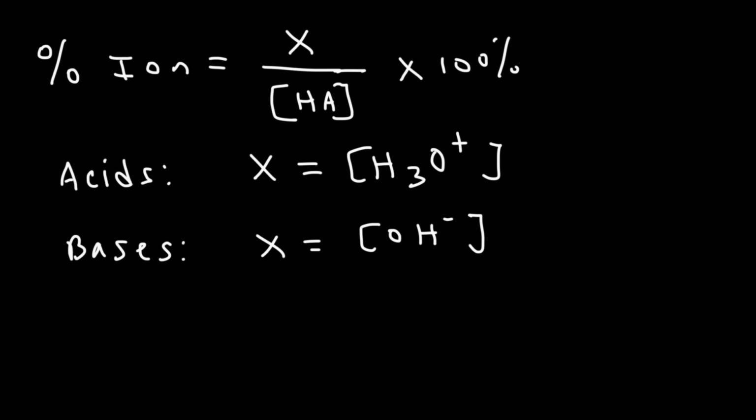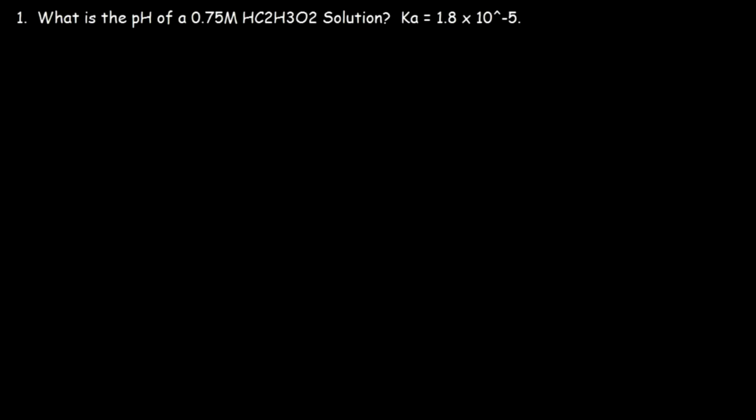So those are the formulas that we're going to be using throughout this video to calculate different things. So let's go ahead and work on some practice problems. Let's put these equations to good use. So what is the pH of a 0.75 molar acetic acid solution? And we're given the Ka. So first, let's write the dissociation reaction of acetic acid when it's combined with water.